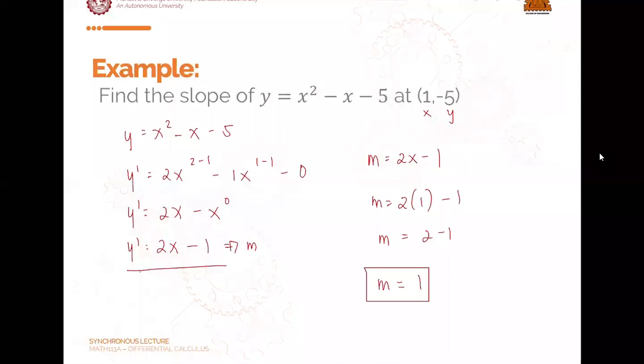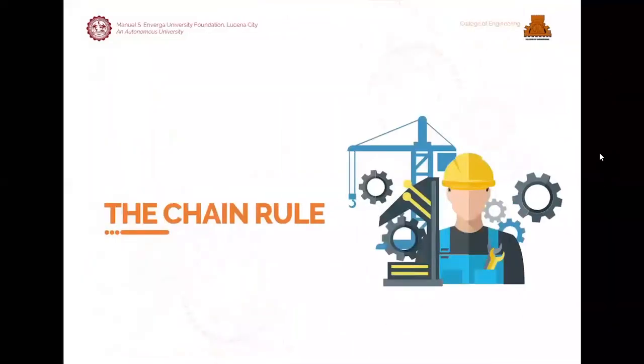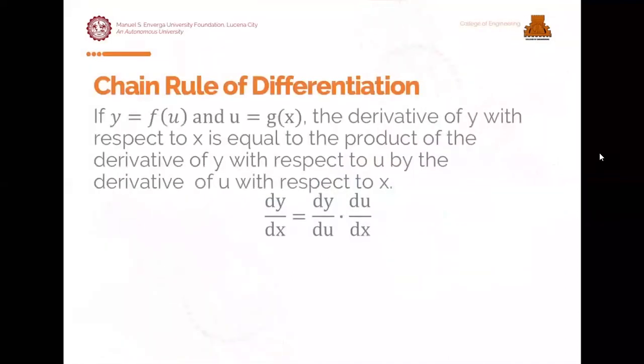Okay. So let's proceed. So let's have yung chain rule naman, no? Yung tatawag na chain rule. So pag sinabi daw chain rule, if for example we have a function y is equals to f of u and u is equals to g of x. So yung derivative daw ng y with respect to x ay equal sa product ng derivative ng y with respect to u by the derivative of u with respect to x.